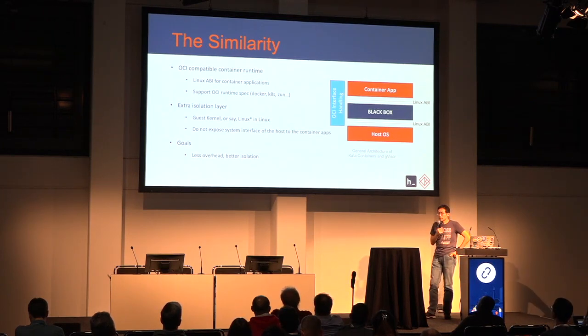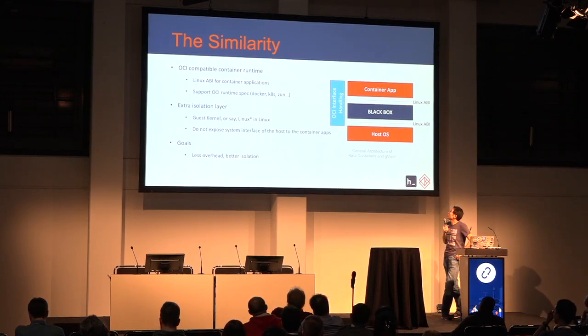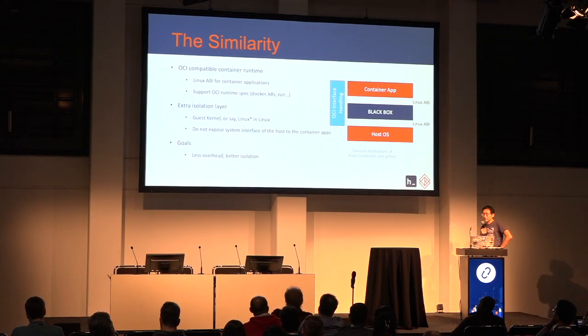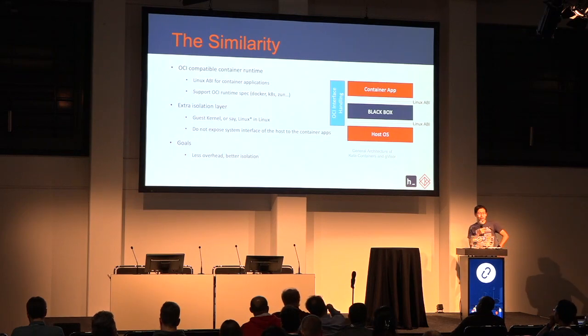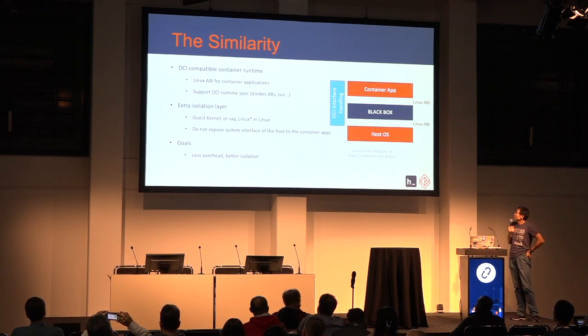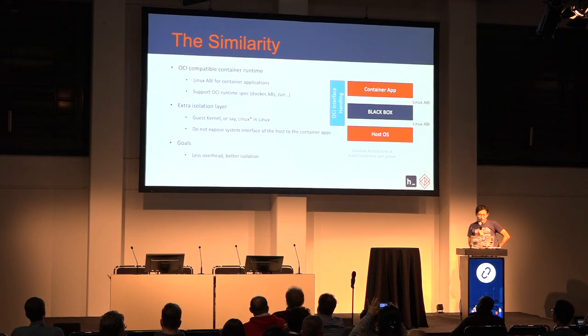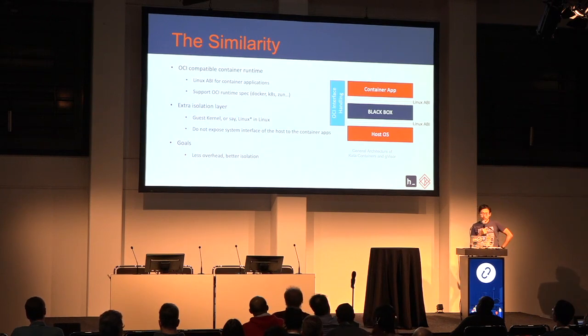Both projects aim at something called secure containers, and they provide two layers of isolation. The upper layer is the Linux API, so a standard container that is aimed to run on any OCI compatible runtime should run on either Kata or gVisor, but that's in theory, not practical. And unlike RunC, we have another layer of abstraction, so in the middle there is a black box. For Kata, it's a VM and a kernel inside the VM. And for gVisor, that's the Sentry.